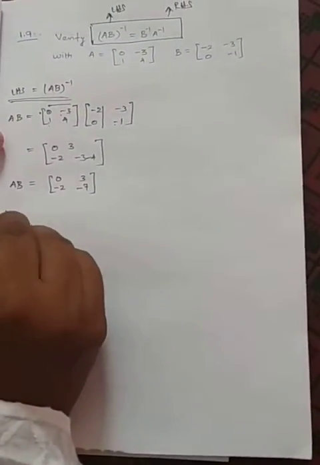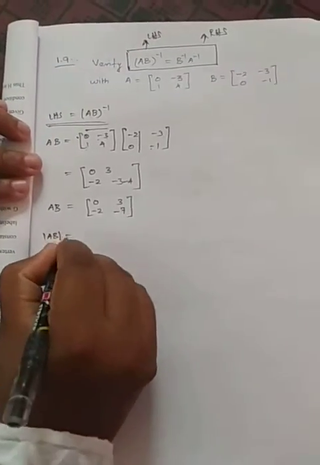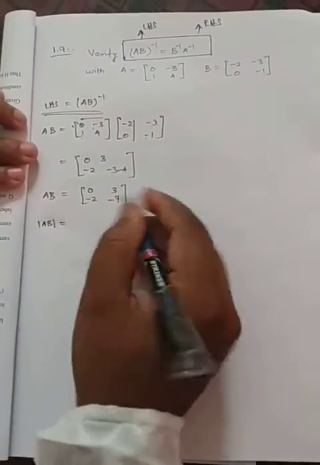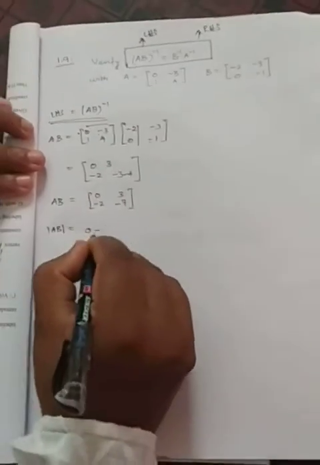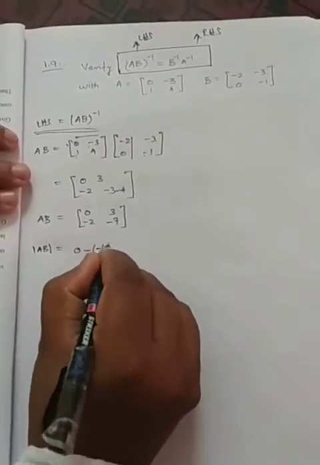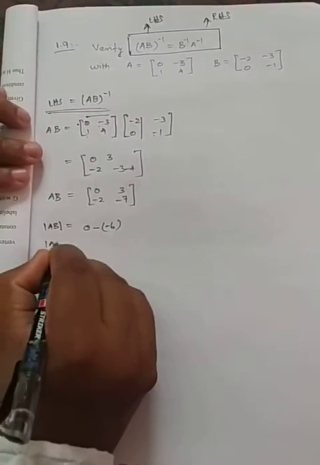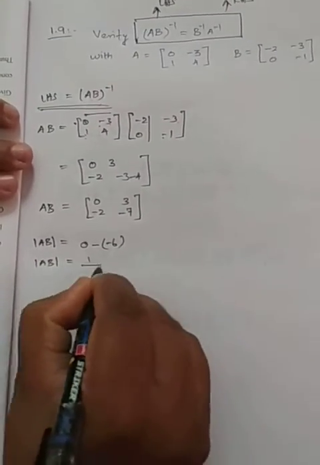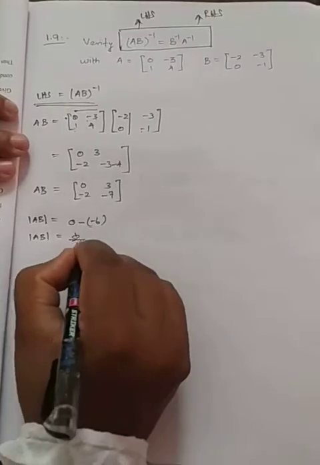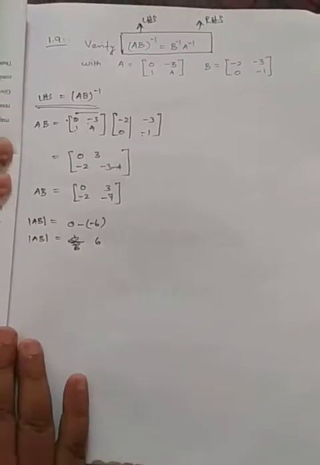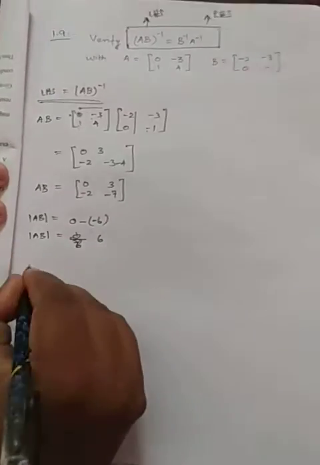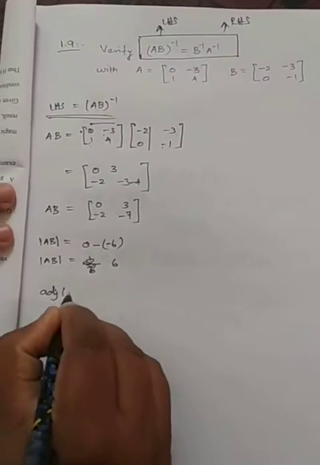So first we will find the determinant of AB. So that is cross multiply: 0 into anything 0, minus into plus, minus 2 threes are 6, minus 6. So minus 6 will come. So determinant AB will come as, sorry, not 1 by 6, plus 6 we are getting. Alright, minus into minus.